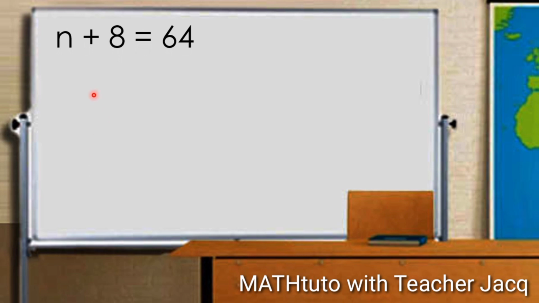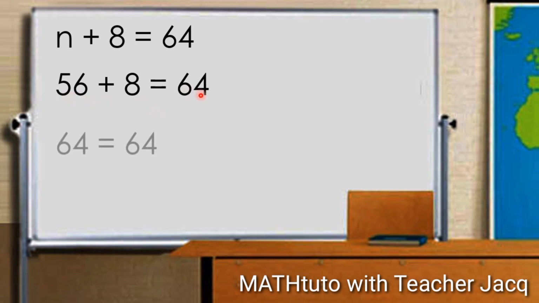Let us check. N plus 8 equals 64. So, yung n na nakuha natin is 56. So, let us substitute n sa kanyang value na 56. So, 56 plus 8 equals 64. 56 plus 8 is 64. So, 64 is equal to 64. So, pareha. So, ibig sabihin, ang value ni n sa equation na n plus 8 equals 64 is 56.